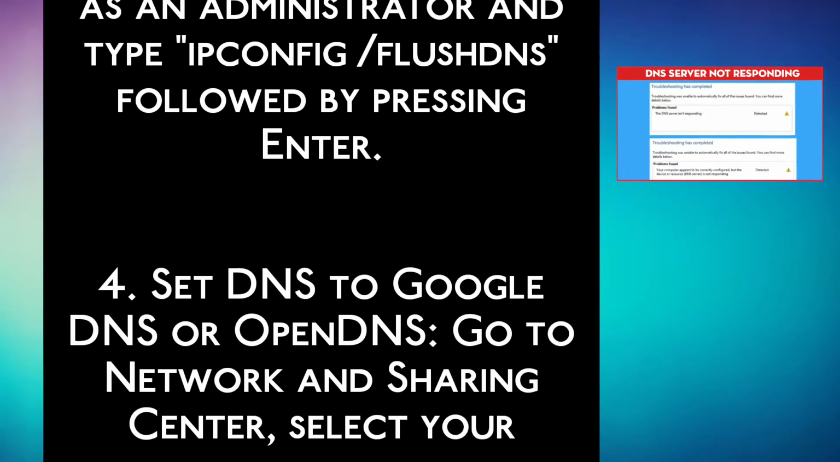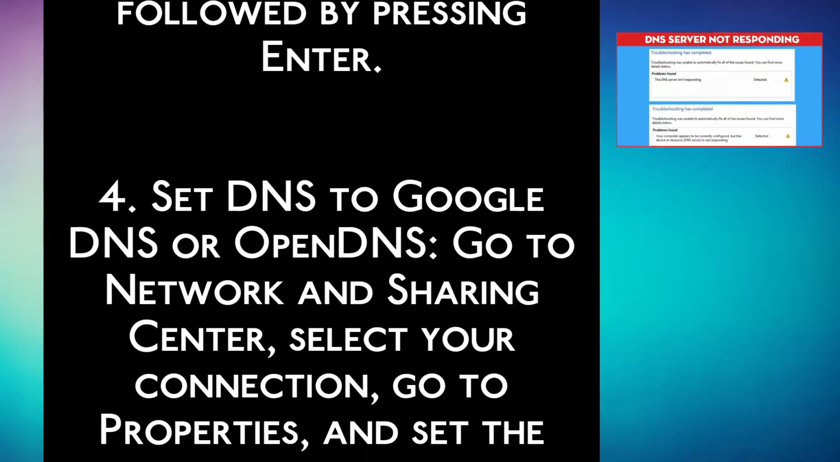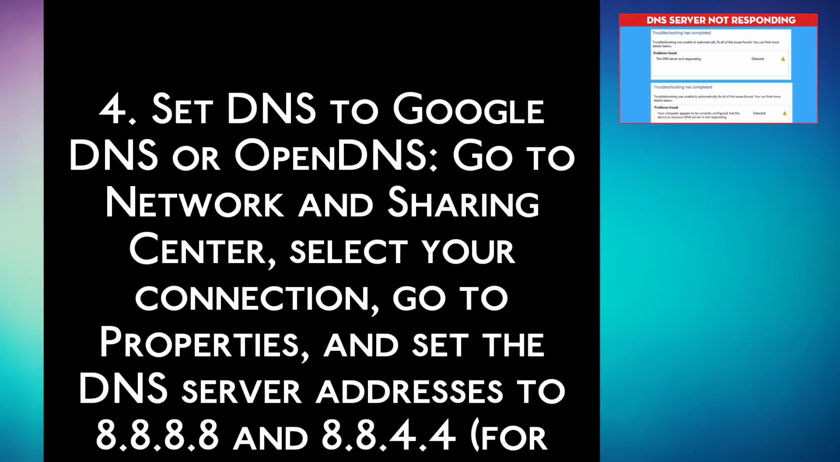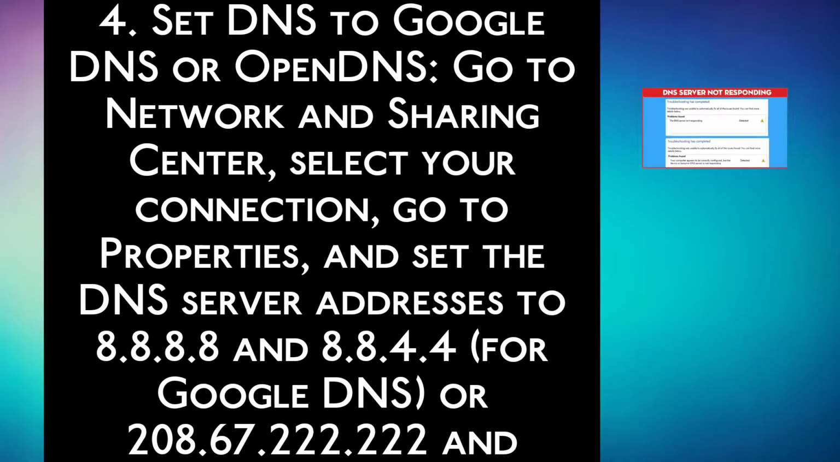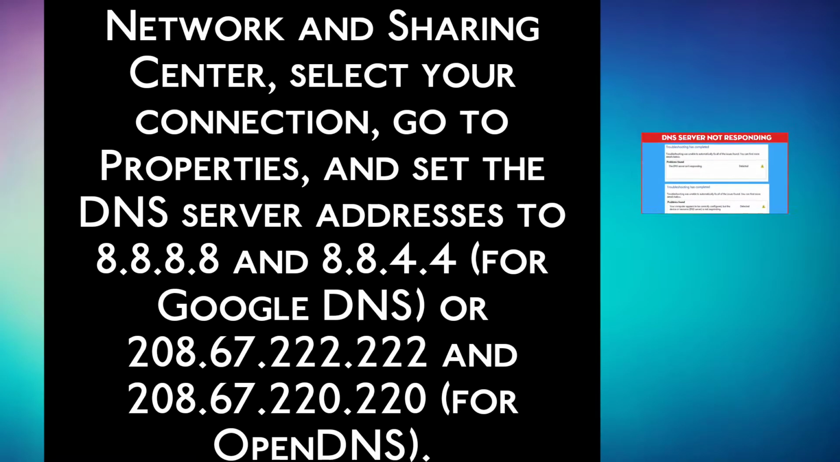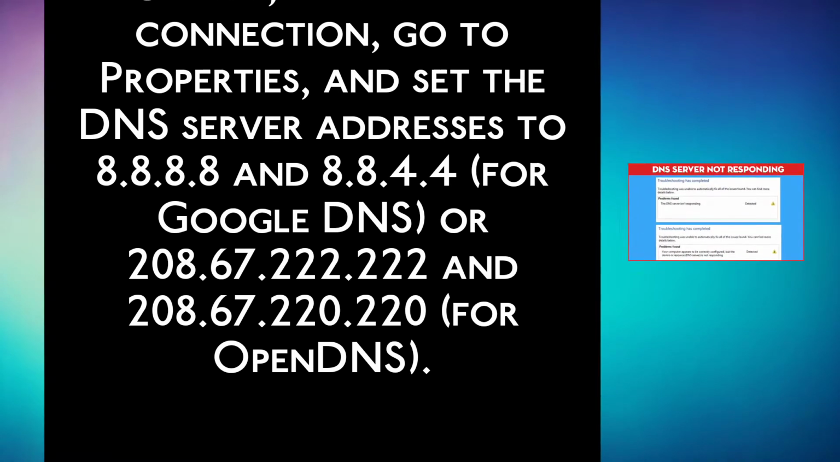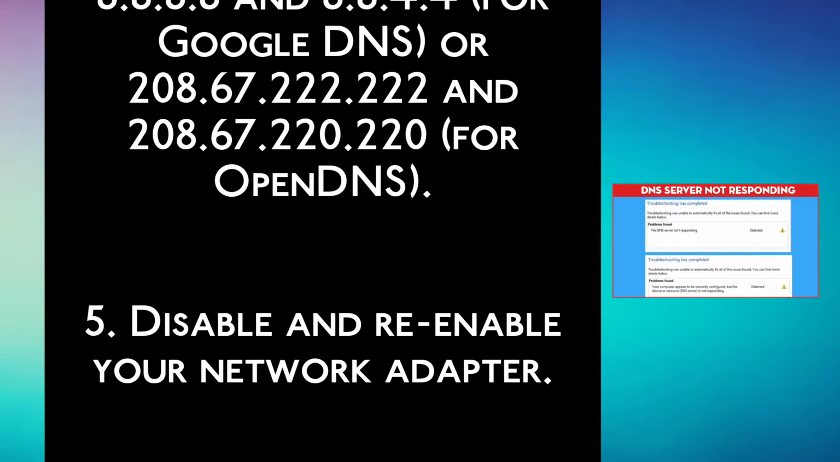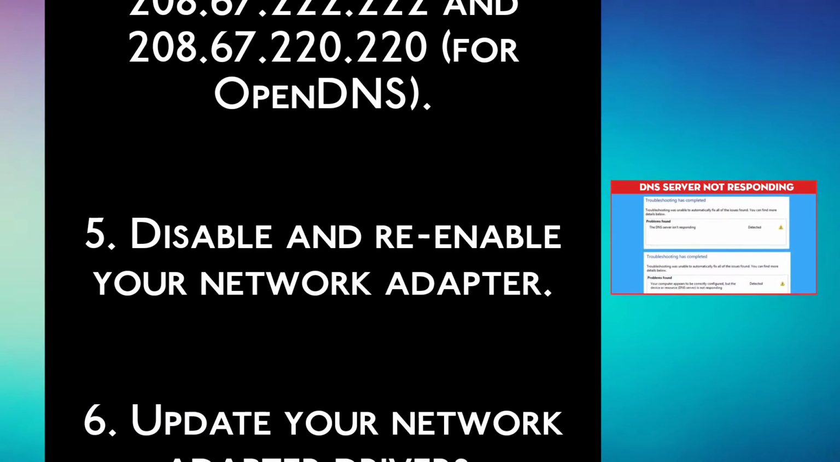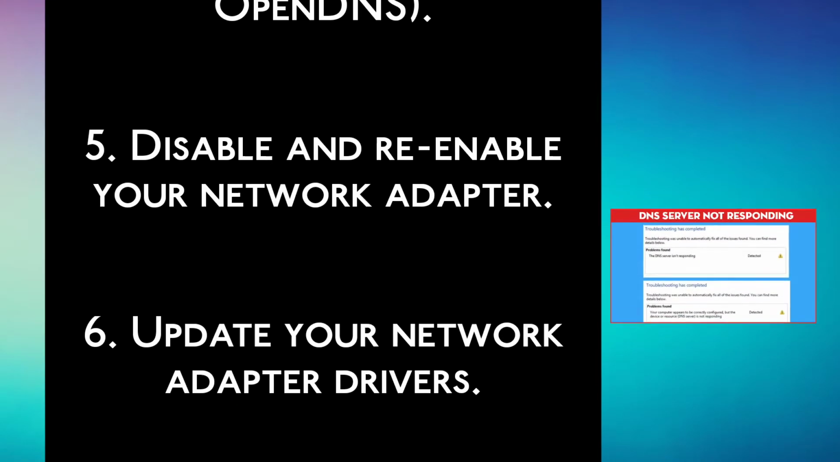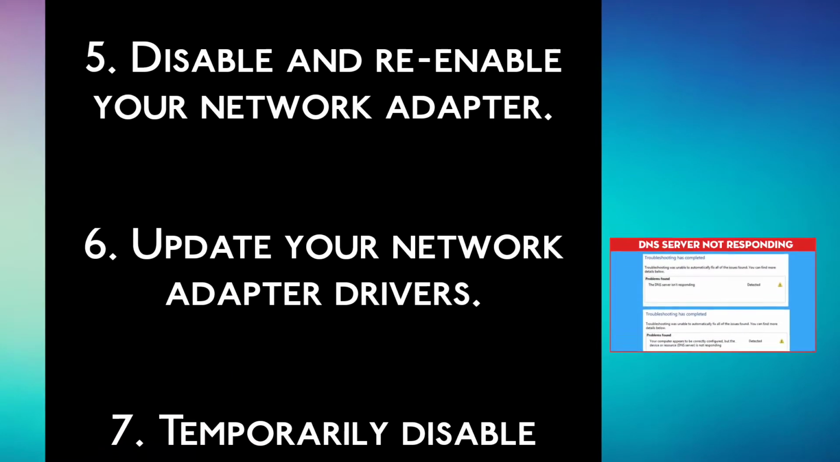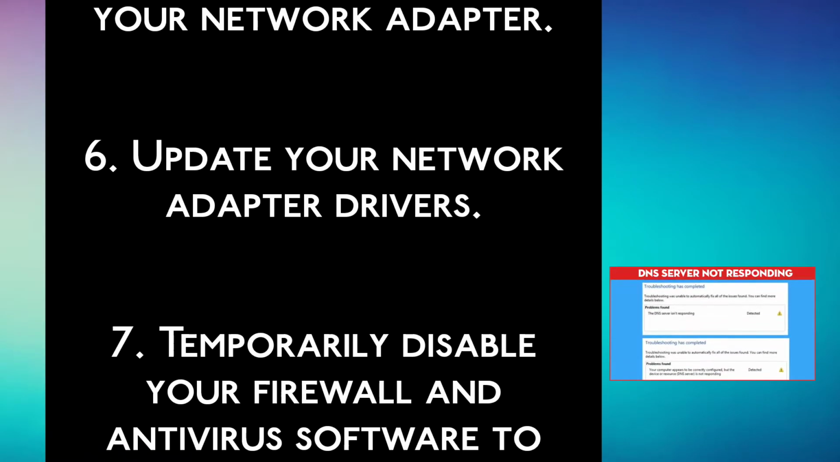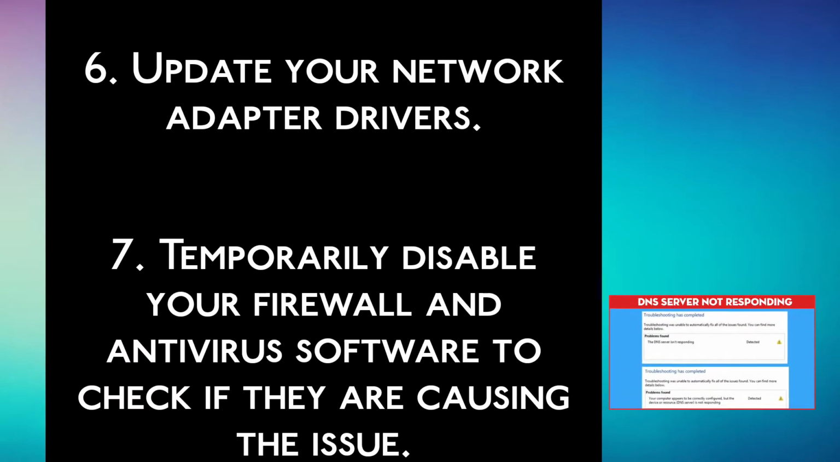Step 4. Set DNS to Google DNS or OpenDNS. Go to Network and Sharing Center, select your connection, go to Properties, and set the DNS server addresses to 8.8.8.8 and 8.8.4.4 for Google DNS, and the following for OpenDNS. Step 5. Disable and re-enable your network adapter. Step 6. Update your network adapter drivers.